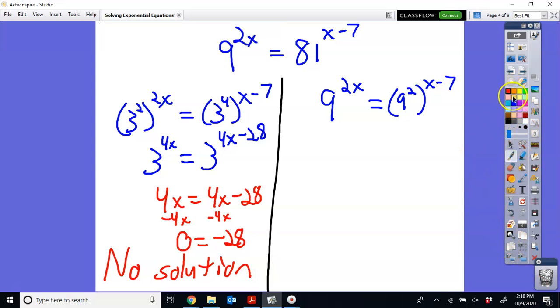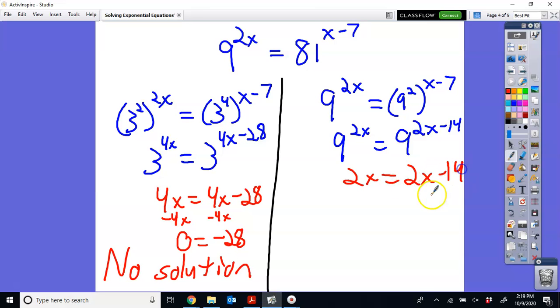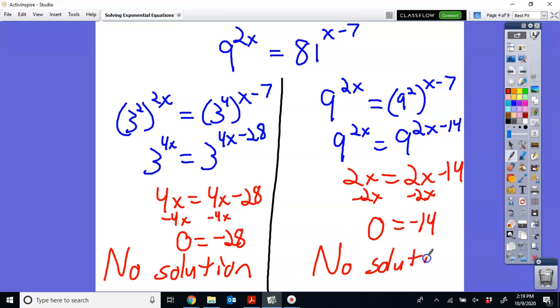Then if I come over here to this one, I do the same concept. I leave the 9 to the 2x, but over here I do 2 times x minus 7, the exponent raised to another exponent. You get 2x minus 14, and then that means 2x equals 2x minus 14. But again, you're going to notice the same thing happen. You're going to get 0 equals negative 14, which still tells you no solution. So it doesn't matter what base you get the equation to, as long as you can get both sides to be the same base. All right, so what if you can't?